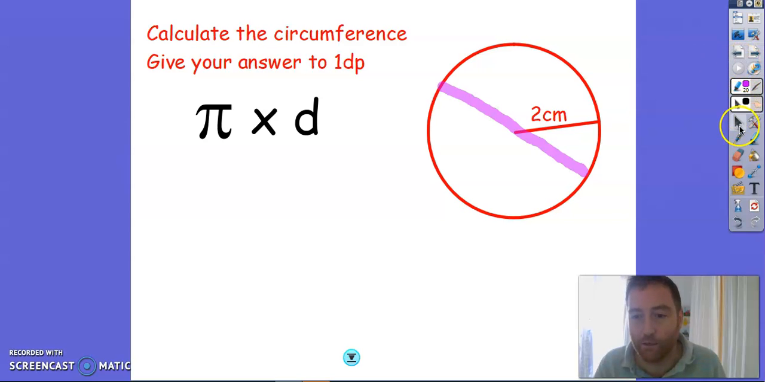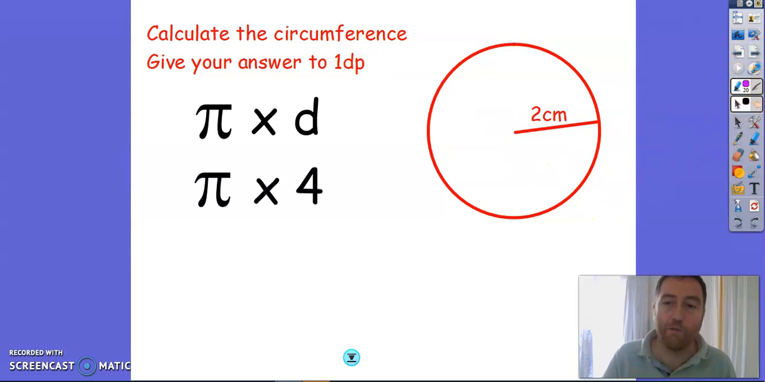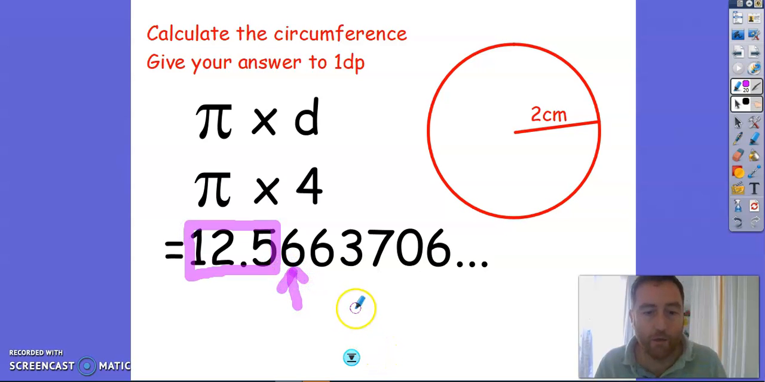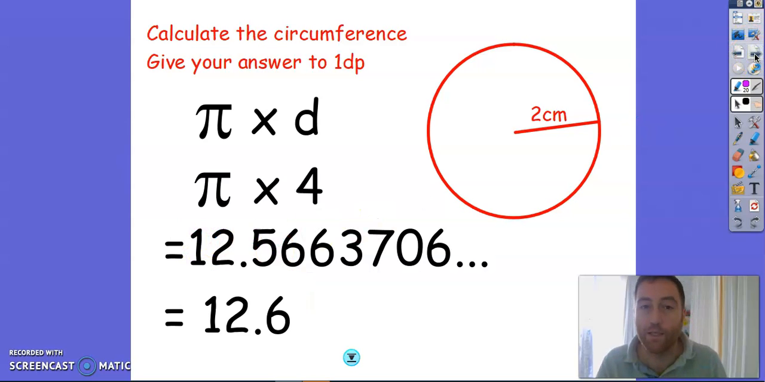So let's just look at that. Instead of 2, I'm going to use 4 because all the way across is 4. So here we go. Pi times 4 in your calculators comes out as 12.566. Let's round that to 1 decimal place, highlighting what we need to look at. So I look at the next digit along. And so 12.5 is going to round up to 12.6.